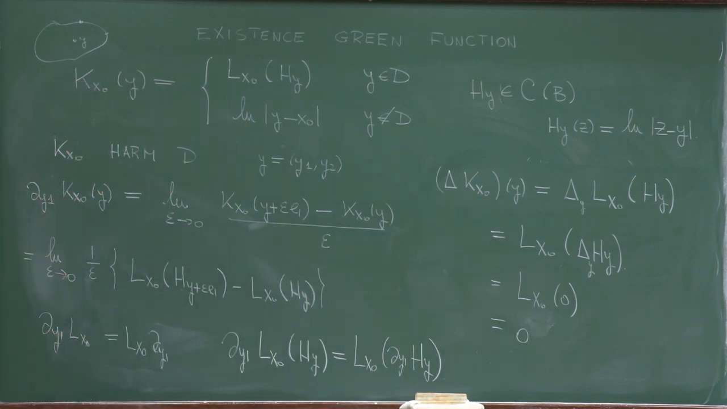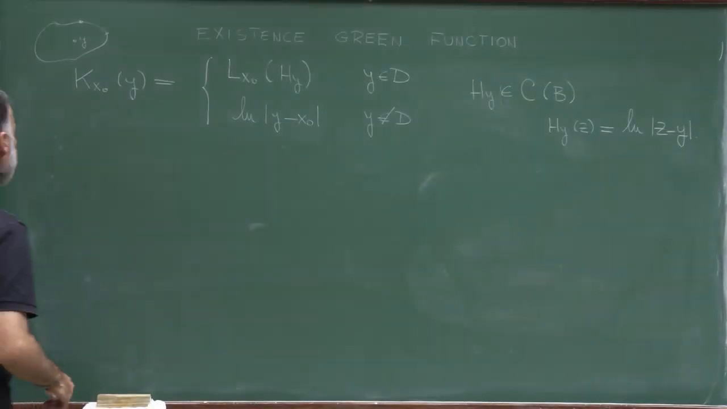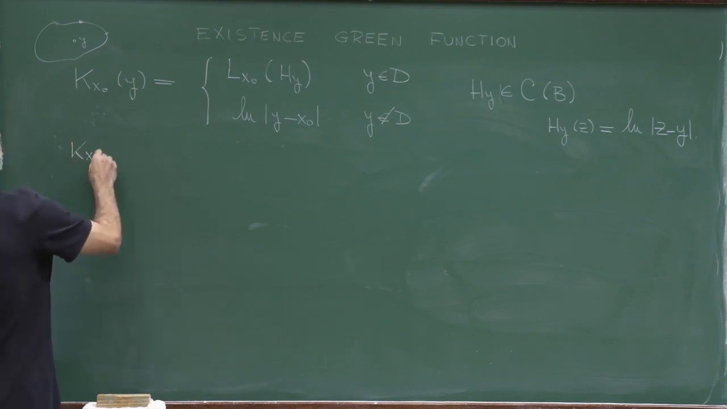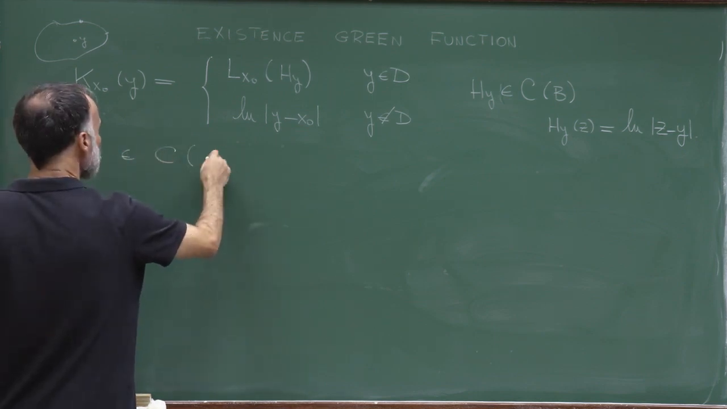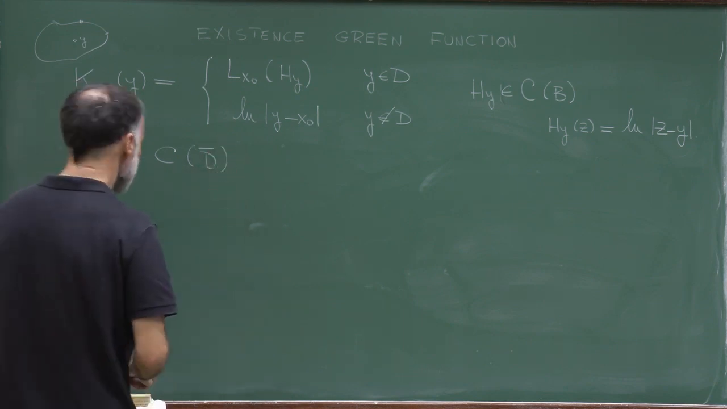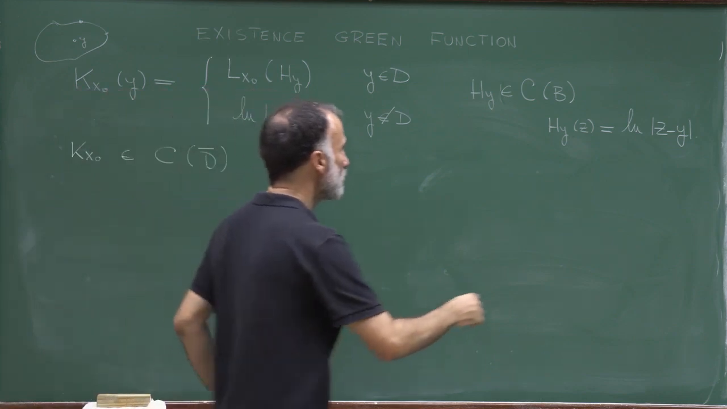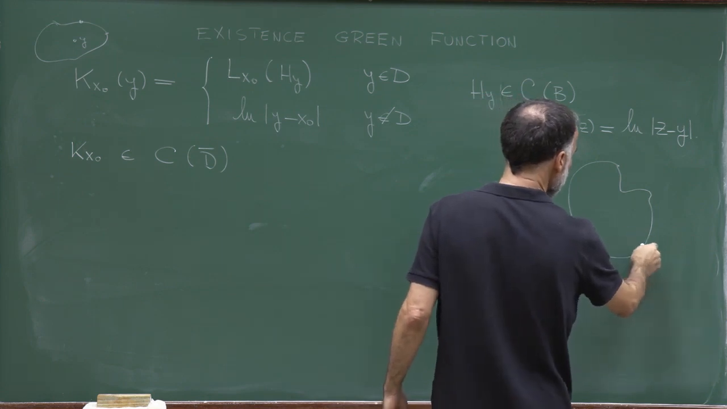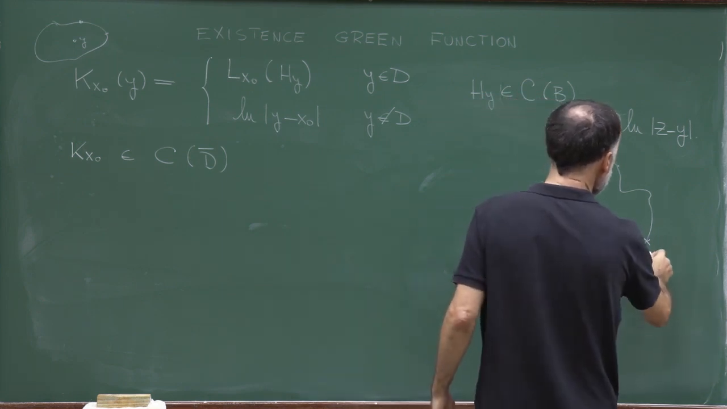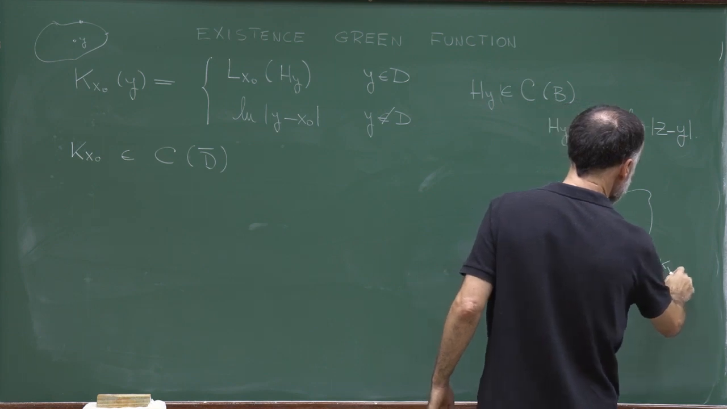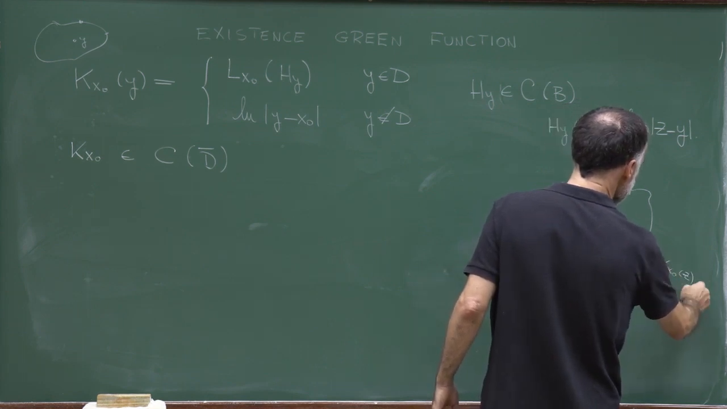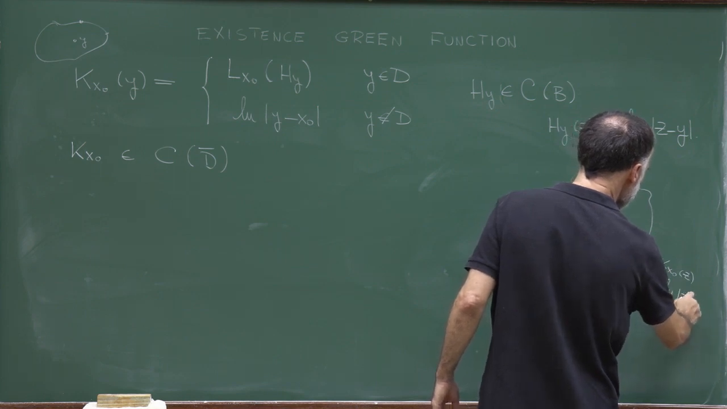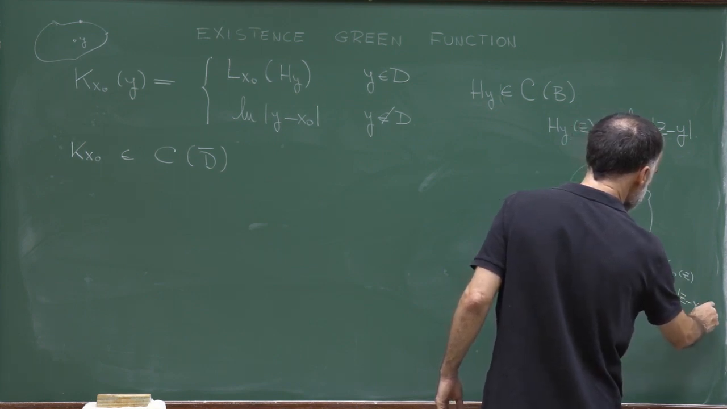So this is the first step, the first statement we needed to prove for our function kx0. So to complete the proof, it remains to show that kx0 is continuous up to the boundary. So here, what we are doing, let me make a larger picture. We have here the domain. We have here a point. We know that at this point, say z, kx0 is defined as the log of z minus x0.